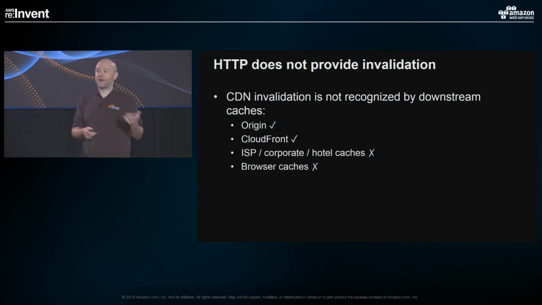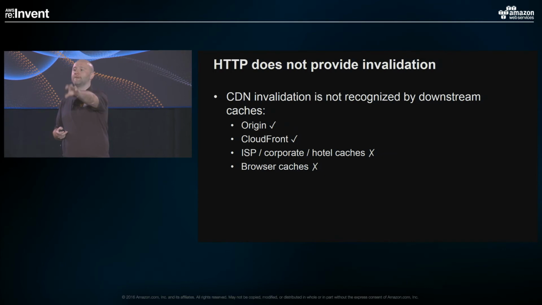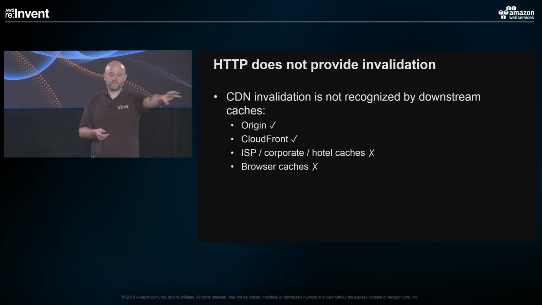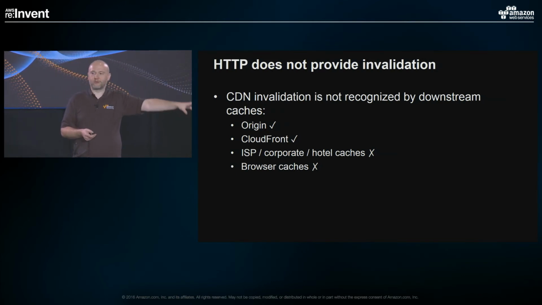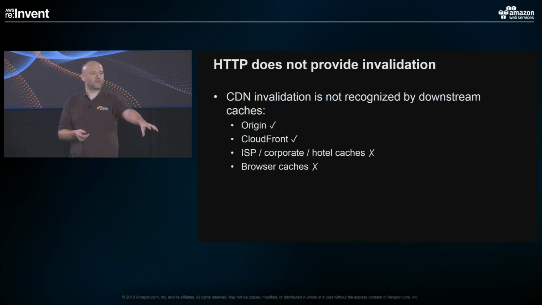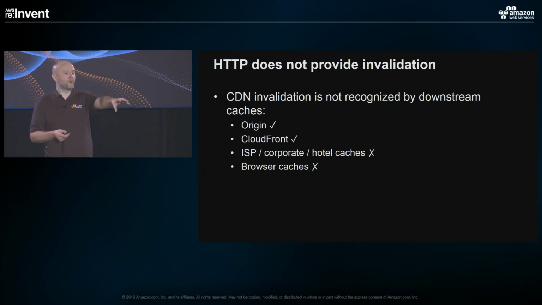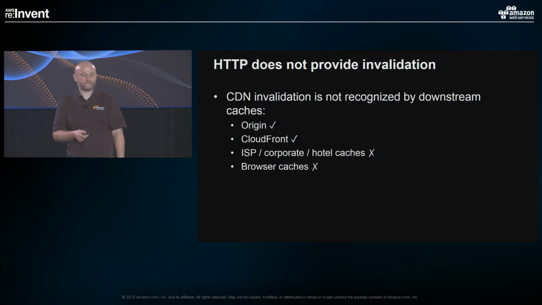So although CloudFront and other CDNs and software will support invalidation, the ability to make an API call to CloudFront to tell it to invalidate this particular URL to take it out of the edge locations globally is possible, but you can only invalidate content at the origin or at CloudFront. You can't invalidate content in the caches that you don't control. So you can't invalidate content at the ISP or in a corporate or hotel caches. You can't invalidate content in the browser, for instance.